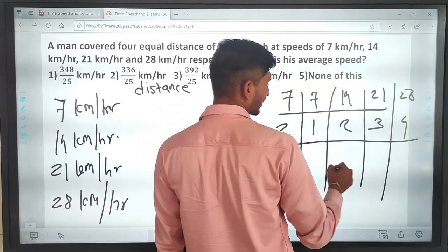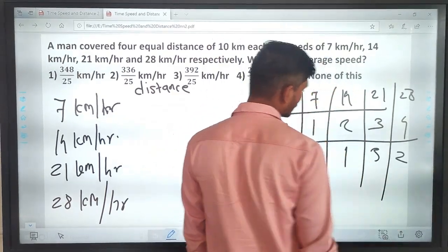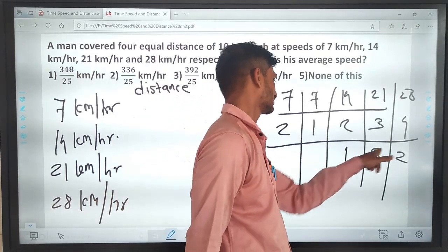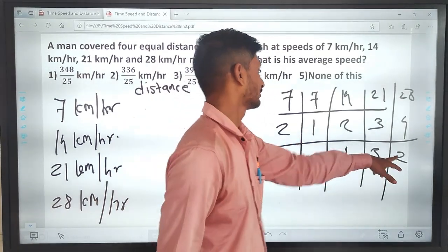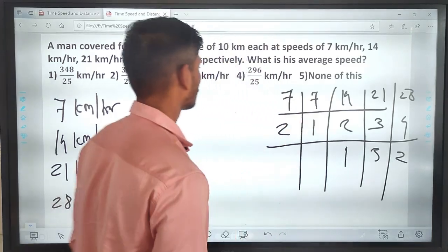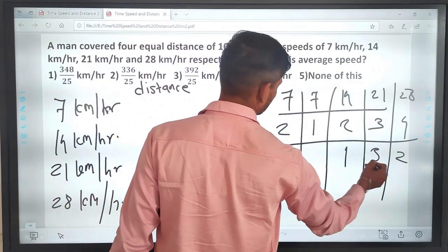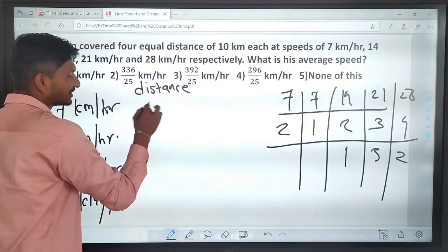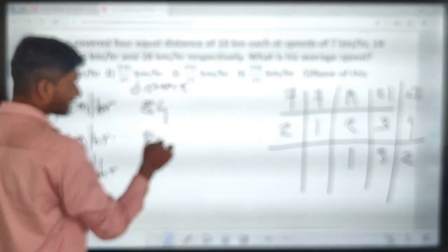Now here to get the common multiple, the LCM is 84 kilometers. Now we find the time required to cover this distance. The time required to cover this distance is 84 divided by 7, which is 12.